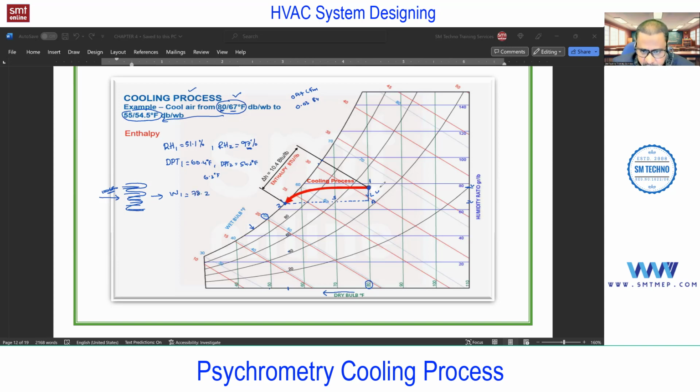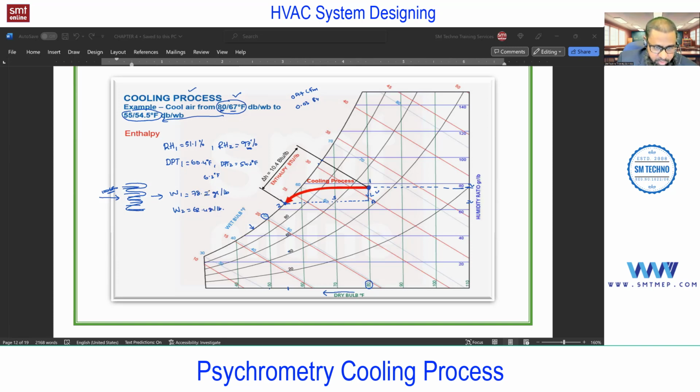You see, this point, if I go straight, is less than 80, no? This 80 grains per pound of dry air is a point, and when you draw this, you'll get less than 80. So exactly when you check the psychrometric software or psychrometric chart, you'll get 78.2 grains per pound. And W2 is what? You see this line, above 60, below 80. So when you check, I got 62.4 grains per pound of dry air.